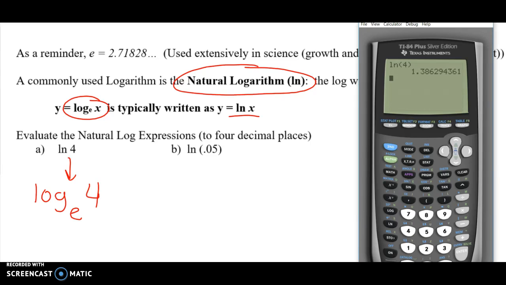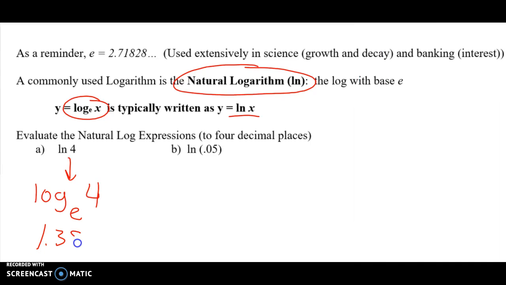1.3863 is what that comes out to. It's right above the star.